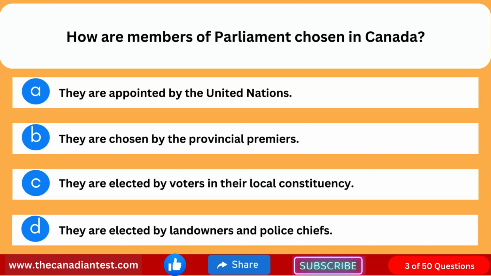How are members of Parliament chosen in Canada? Option A, they are appointed by the United Nations. Option B, they are chosen by the provincial premiers. Option C, they are elected by voters in their local constituency. Option D, they are elected by landowners and police chiefs.